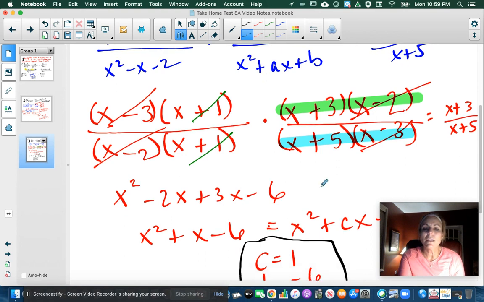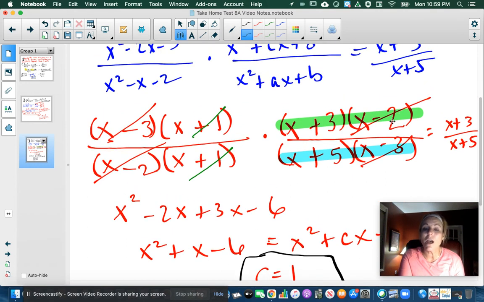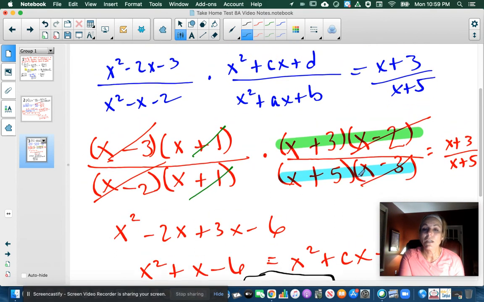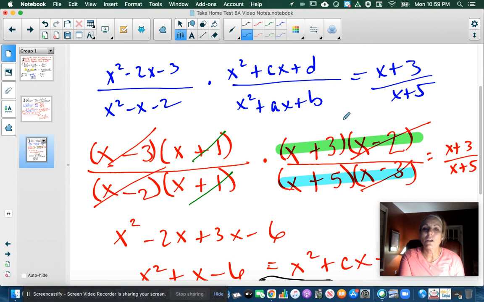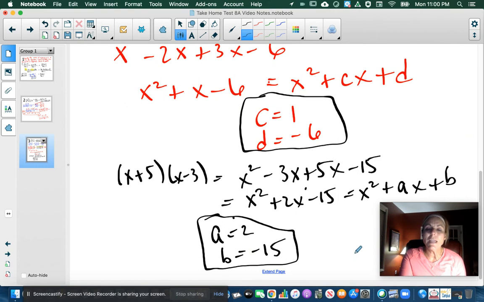You might be asking, why are we foiling the green when you're crossing that off? Well, that's because I crossed it off because there was an x minus 2 on top and bottom, and all we want left in the final answer is the x plus 3. But think about it. I want to go to the polynomial form, the quadratic trinomial. So yes, I have to FOIL that to get back to there. So that's how you go about the take-home test.